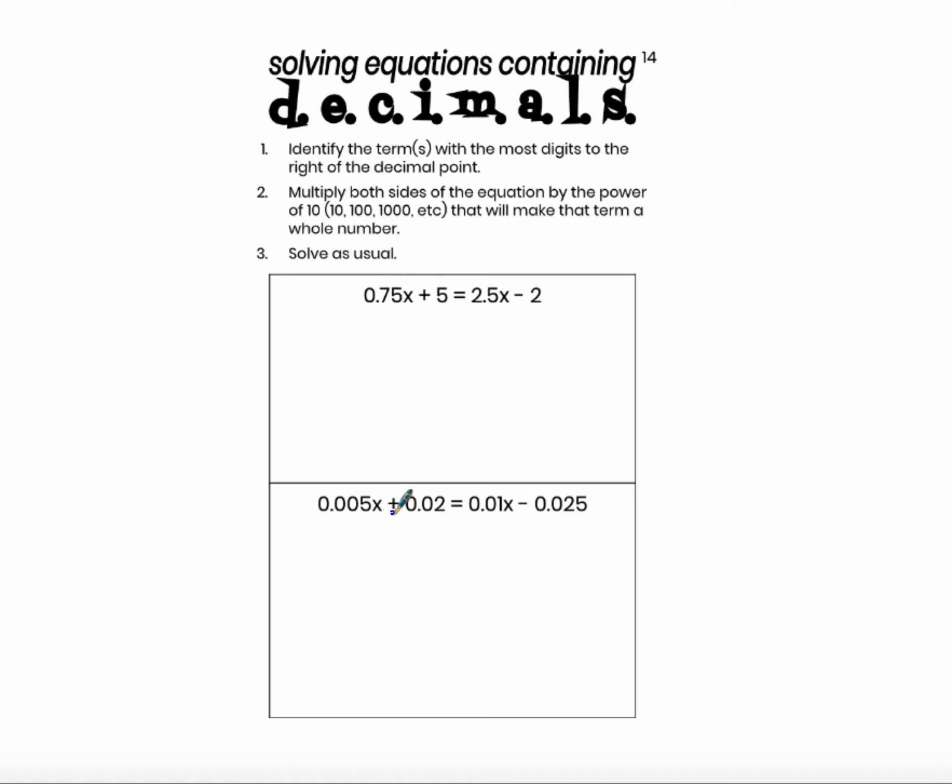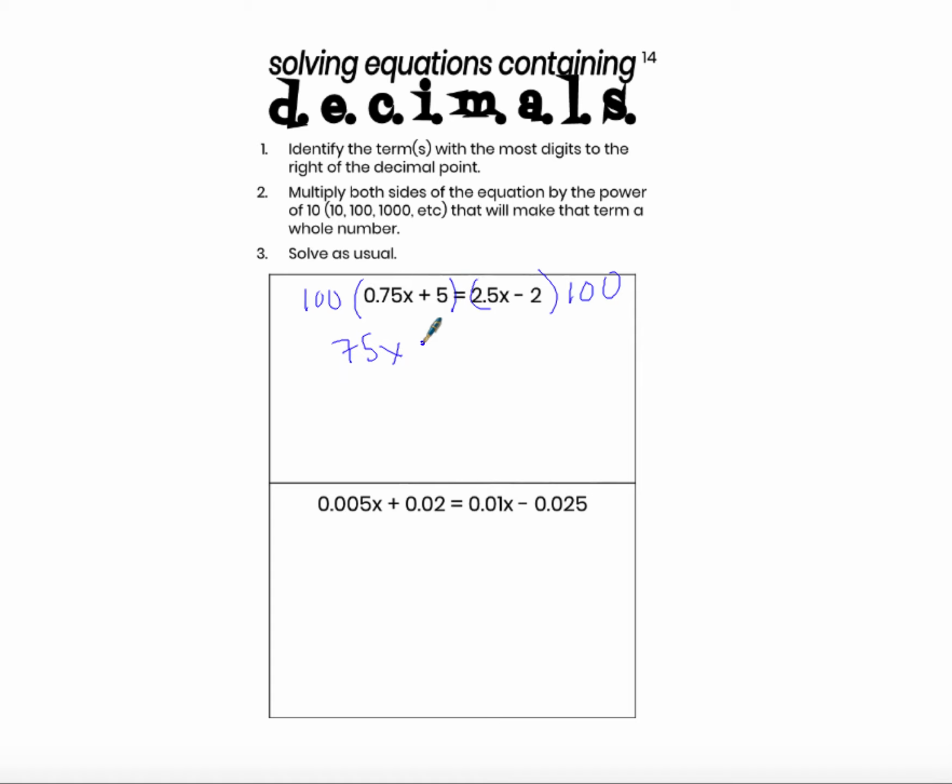In this case, we would have, well, tied 5 thousandths and 25 thousandths. And then we're going to multiply both sides of the equation by the power of 10 to make this term a whole number. So in this particular case, we're going to multiply both sides of the equation by 100. Just need to be really, really careful. When we're multiplying by 100, we move each decimal place 2 places to the right, 75x.